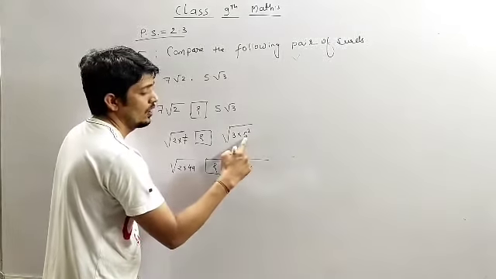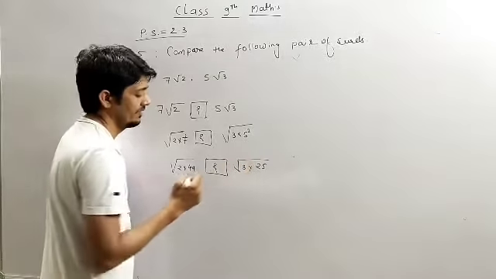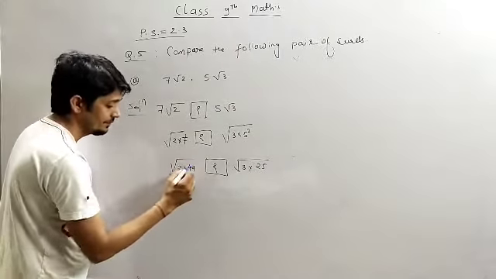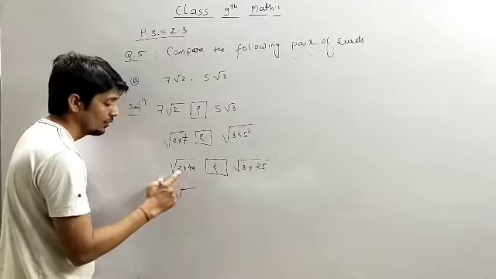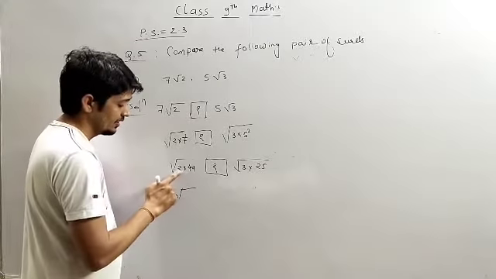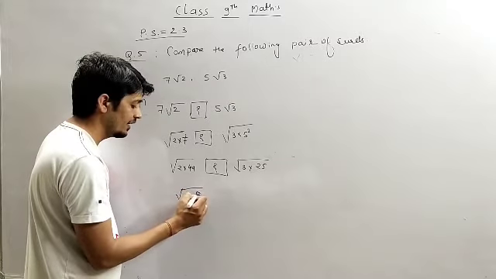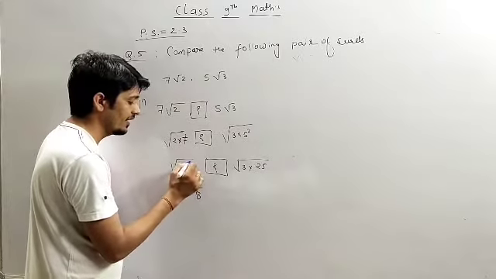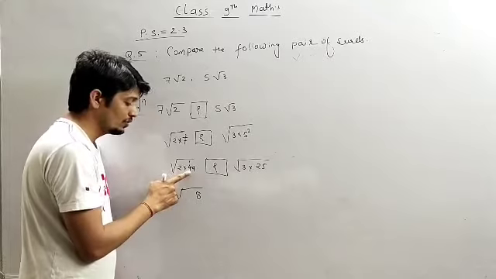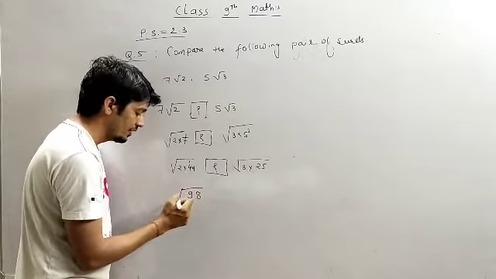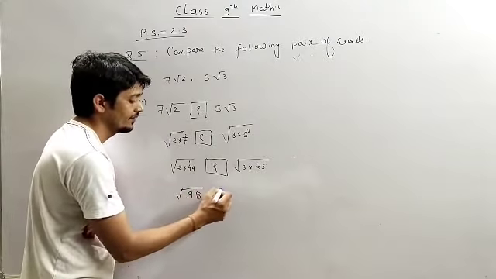3 into square of 5 is 25. Now we have to multiply. 4 nines are 36, 2 nines are 18, carry 1. 2 fours are 8 and 1 is 9. So root 98.